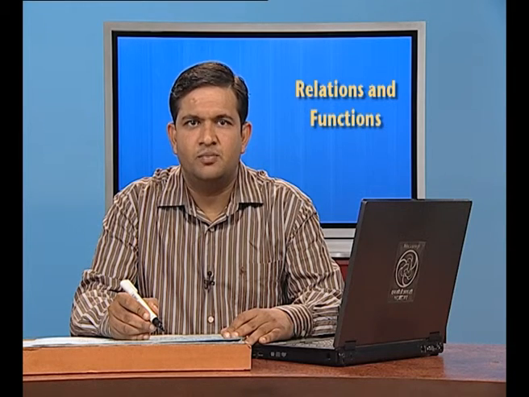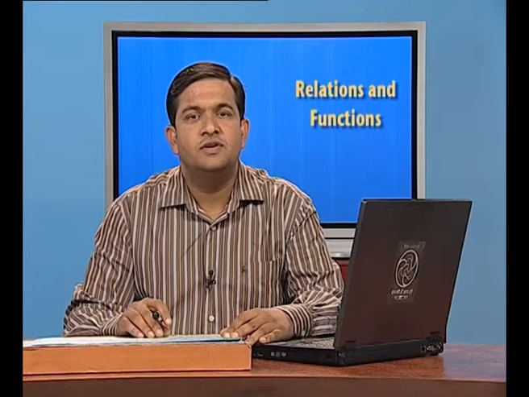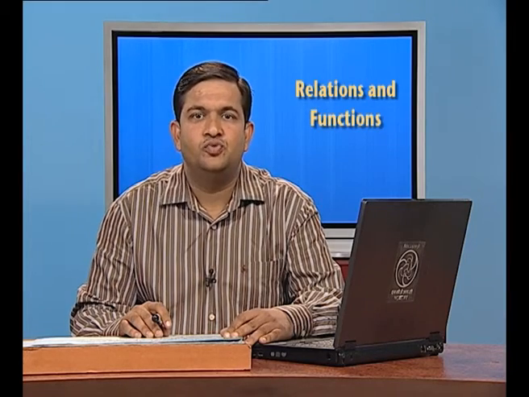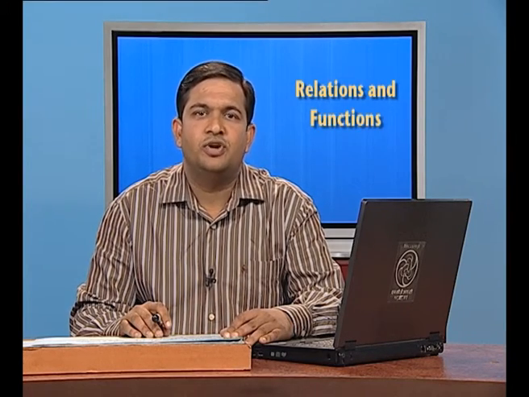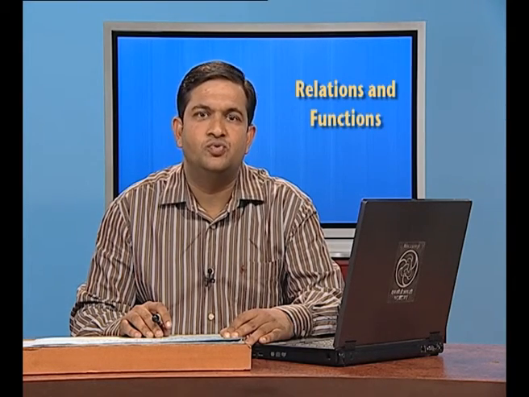Let us take an arrow diagram to explain onto function. Let A and B be two sets, A with 3 elements A1, A2, A3, B with 2 elements B1, B2. A1 is related with B1, A2 related with B1, A3 related with B2. In this example, there is no element in B which is not related with any element of A. Therefore, we can say this function f is onto function. In other words, a function f is said to be onto if codomain of f is equal to range of f. Let us take an example to verify whether a given function is onto or not.